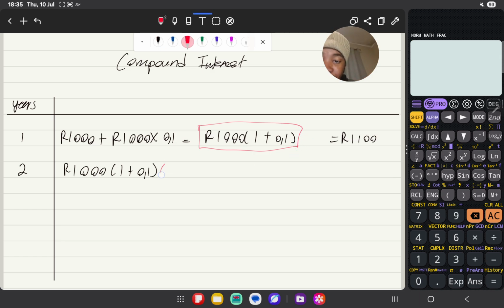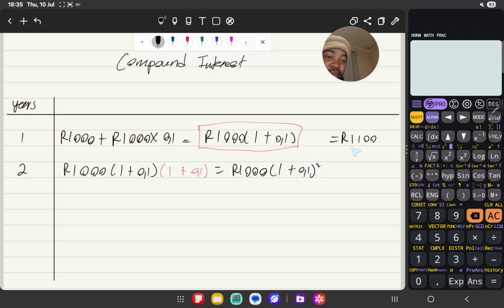So this one is for the money that we are investing, and this one is for the interest, 0.1, right? So you realize that this is actually 1,000 times (1 plus 0.1) to the power of 2, right?